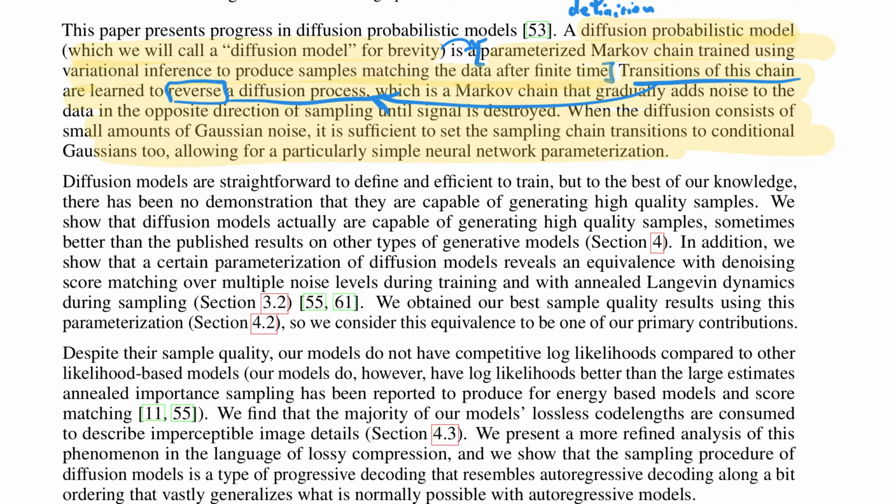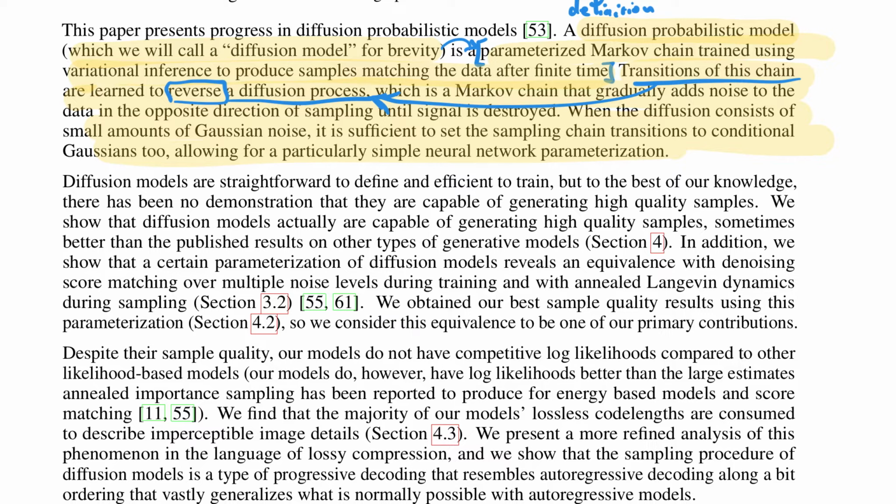The idea is that you want to reverse a diffusion process, and basically you are dealing with a Markov chain that gradually adds noise to the data in the opposite direction of sampling until the signal is destroyed. In other words, you want to reverse this information destruction process. One thing to note here is that this assumption of gradual addition of noise, and the fact that you can now basically add it as small amounts of Gaussian noise, it is sufficient to set the sampling chain transitions to conditional Gaussians too, as is said in the paper, allowing for a particularly simple neural network parameterization.